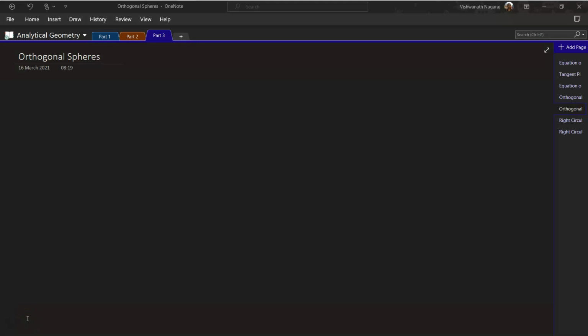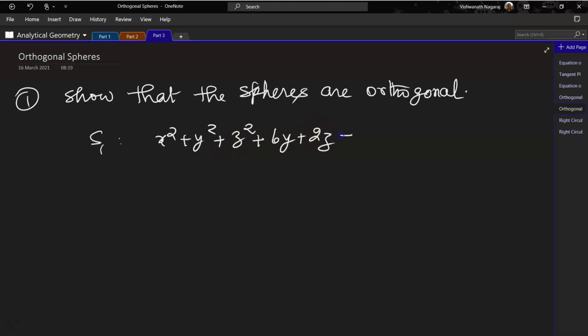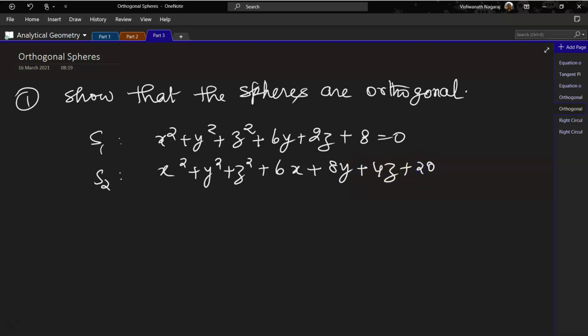Let's solve some problems. Okay, let's look at the first one. Show that the spheres are orthogonal. Let's say the spheres are S1: x square plus y square plus z square plus 6y plus 2z plus 8 equal to 0. And the second one, S2: x square plus y square plus z square plus 6x plus 8y plus 4z plus 20 equal to 0.